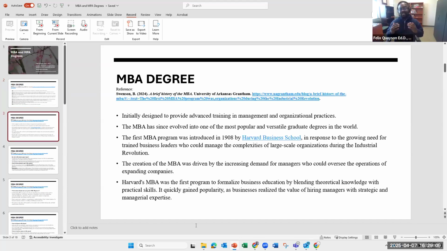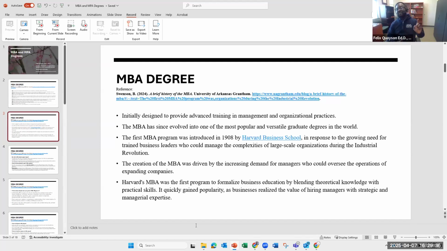Now, initially, the MBA program was designed to provide advanced training in management and organizational practices. The MBA has evolved, just like every other degree evolves. It has evolved to become a popular graduate degree in the world.